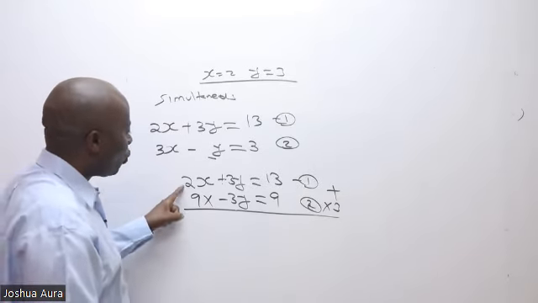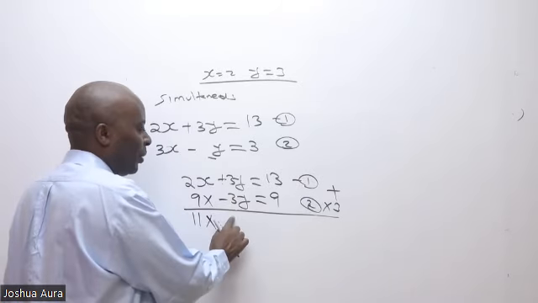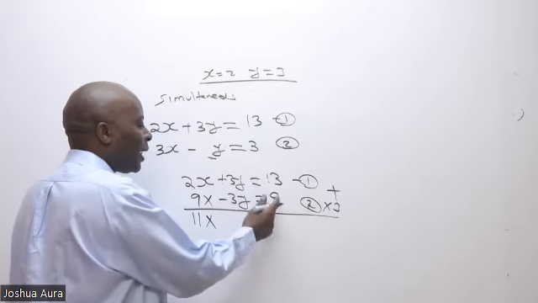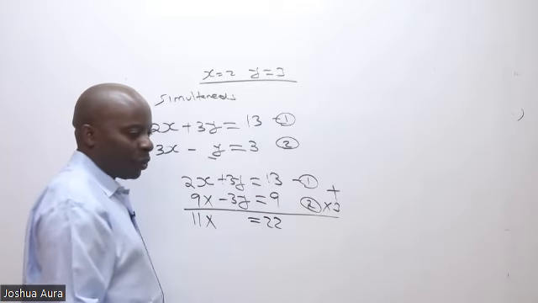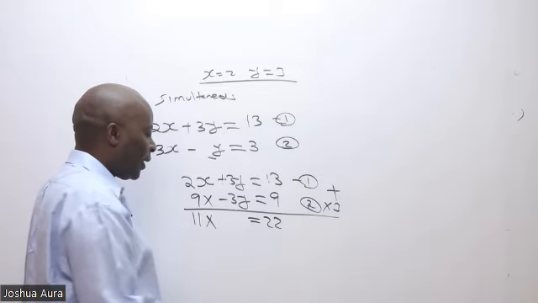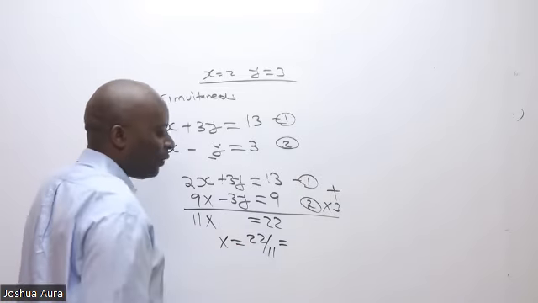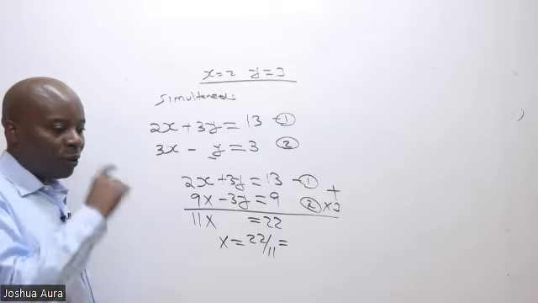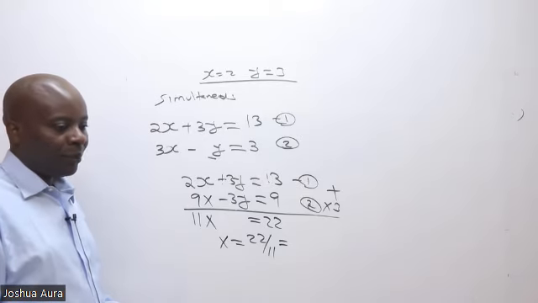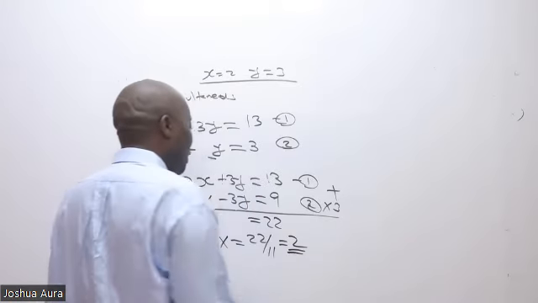here, we shall get 2x plus 9x, giving me 11x. The y disappears, which was our objective. 13 plus 9 gives me what here? It gives me 22. Right? And then my x will be 22 over 11. So 22 over 11 gives me what at the end of the day? Somebody talk to me. x equals who? x equals 2.